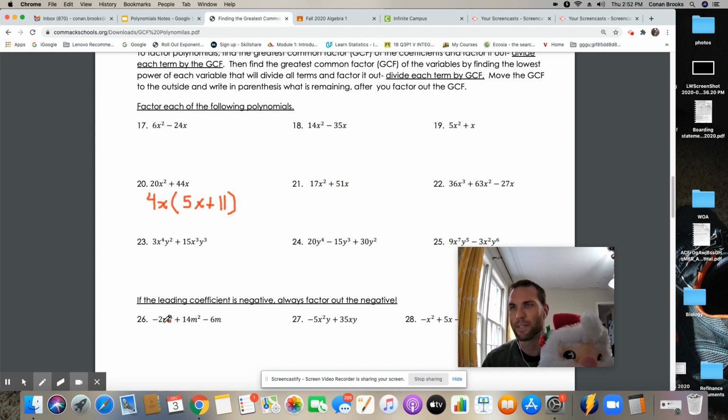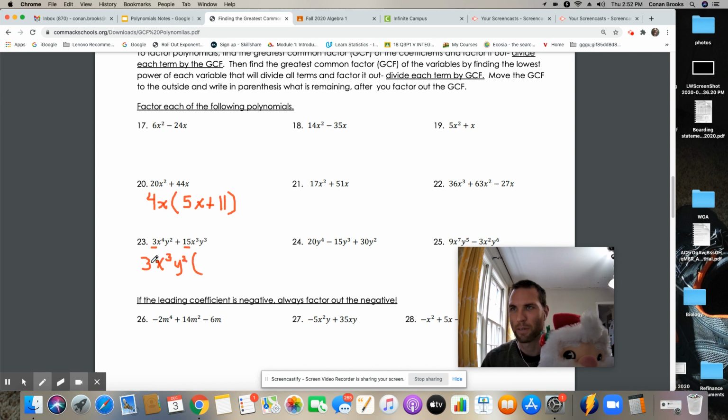And then 26. Oh, I want to do 23 too, yeah. So just one at a time. 3, 15, that's 3. X to the fourth, x to the third, that's x to the third. And y squared, y cubed, the smallest one is squared.